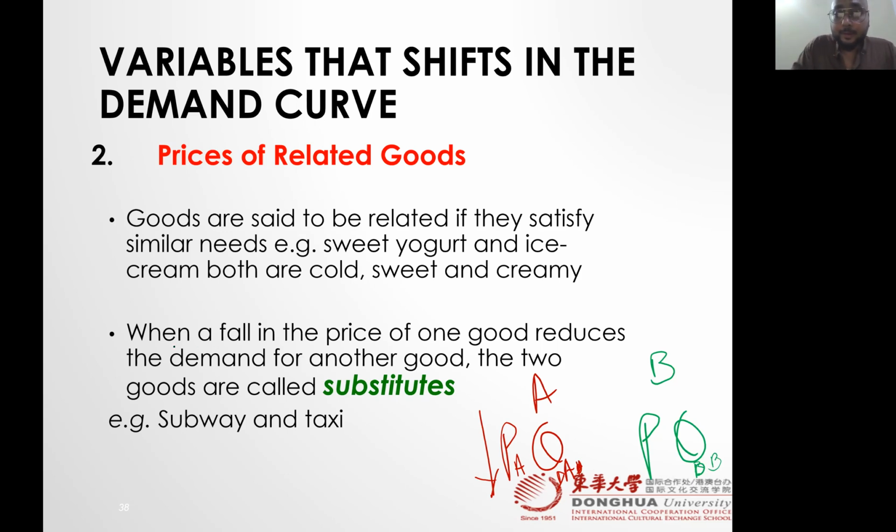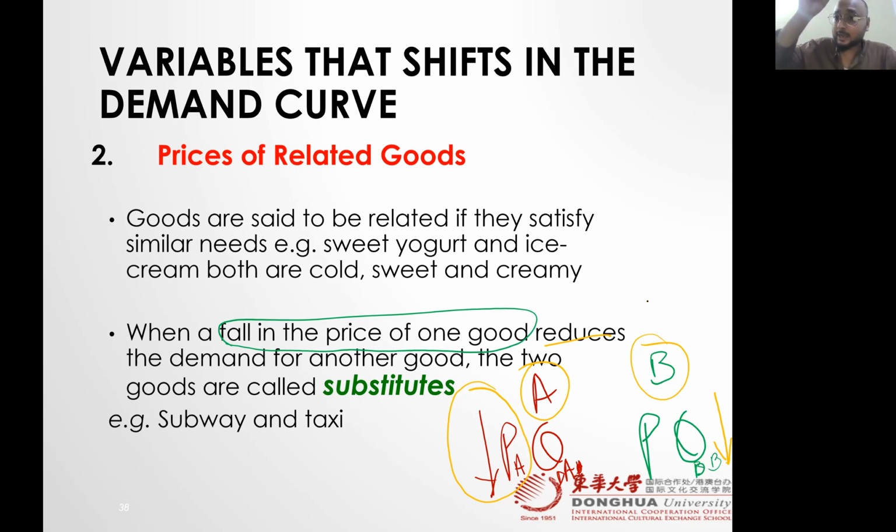When a fall in the price of one good reduces the demand for another good. So you see, fall in the price of A causes a decrease in the quantity demanded of B. We call these two, A and B, substitutes. Very important stuff.